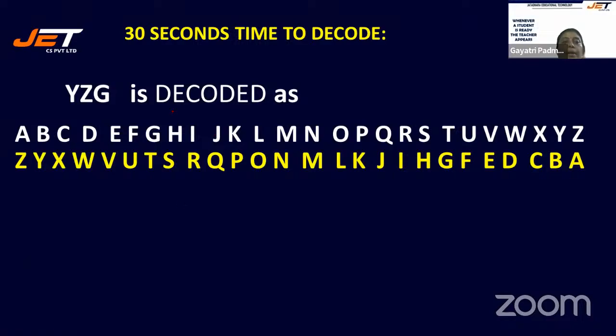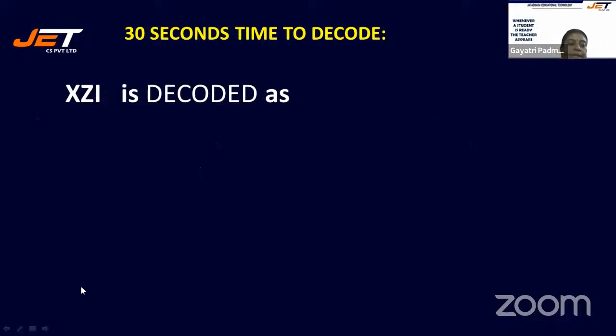Right. So here it is to be decoded. Fine. So now where is Y? Here goes, Y is here. And Z, Z is here. And G, G is here. Fine. So it should be B-A-T. All right. Now let us try another one.